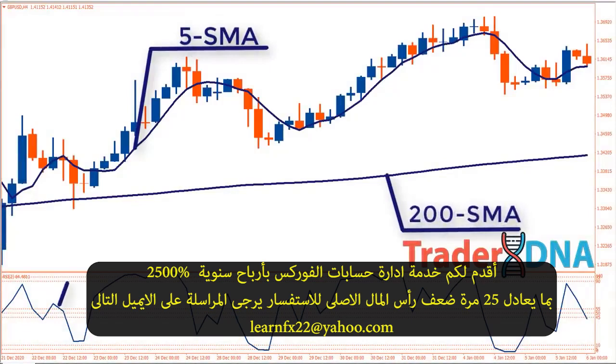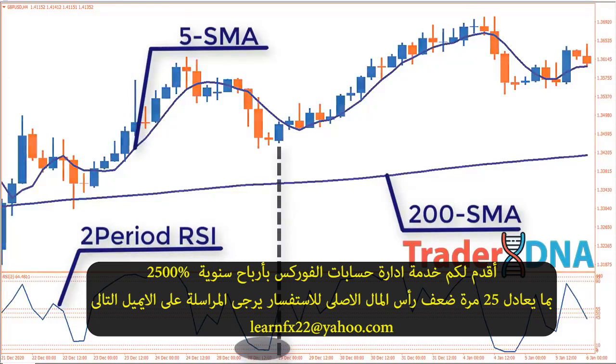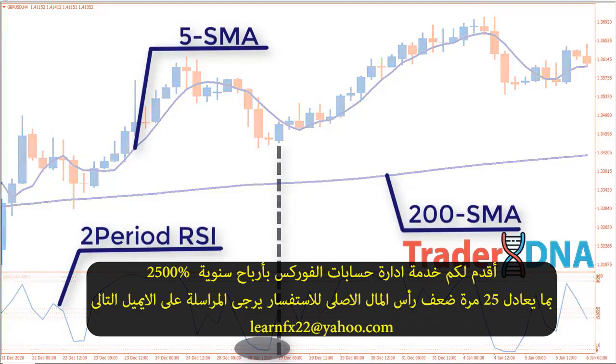The ideal buy setup takes place when the price is above 200 SMA but below 5 SMA, while the sell setup happens when the price is below 200 SMA but above 5 SMA. Traders can make a position on the next opening candle.